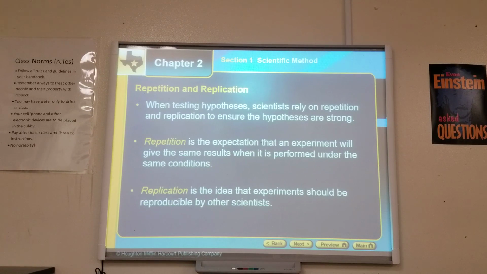Okay, also you're going to want to write down repetition and replication. So it is the expectation that an experiment will give the same result when it's performed under those same conditions. And then on replication, it has to be reproducible by other scientists if they follow your procedure exactly. So you will need to write down those definitions.